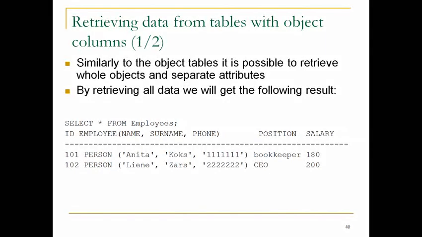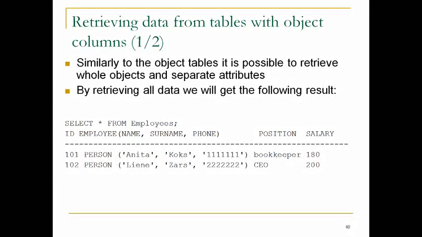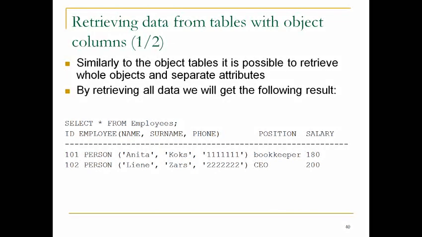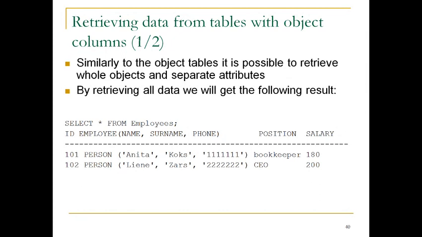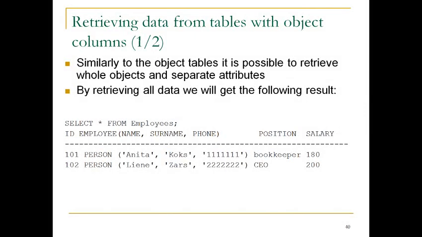Again, we can retrieve data, retrieving the whole objects or separate attributes. In the first example, if we just select everything from employees, the difference from the object tables is that the second level attributes won't be considered as relational columns. Such a very simple query will return the whole objects. Person with its data will be returned. And of course, all other columns will be retrieved as relational data because they are relational data.